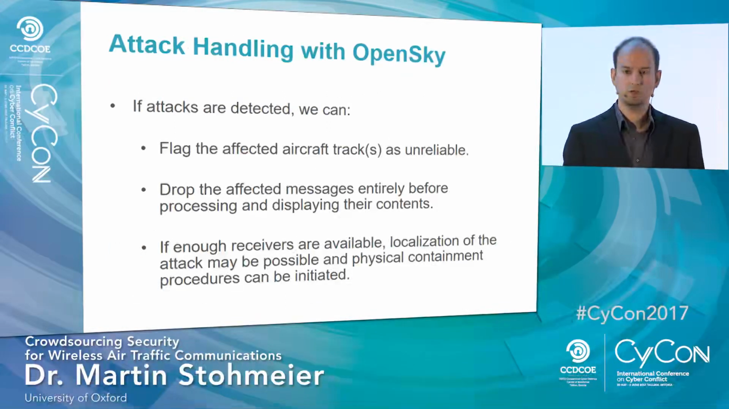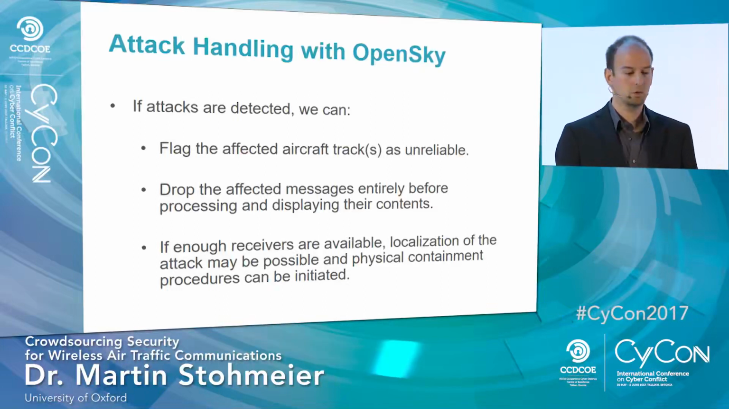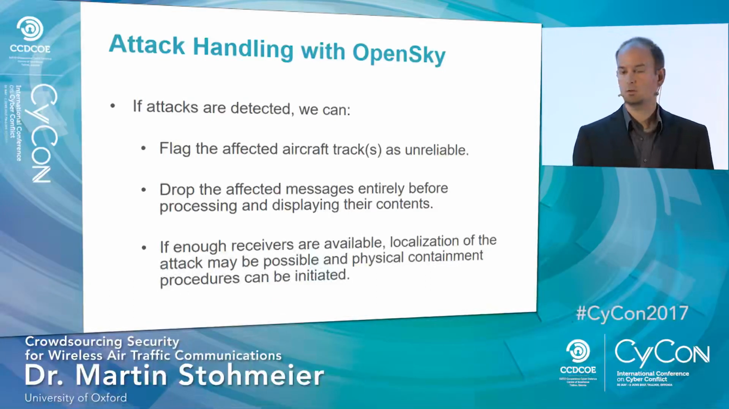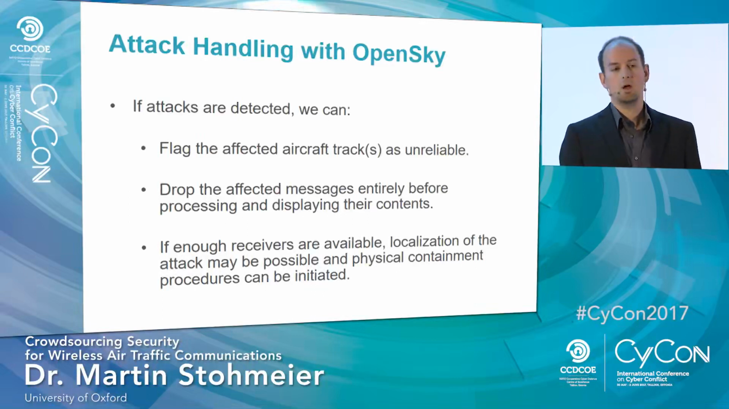So what do we do if we have actually detected someone? What can we do with OpenSky or in air traffic control in general? Well, if we detect something, we can first of all flag the track that we've detected and claim, okay, this one seems to be unreliable, and the controller can, let's say, just use his voice to call an aircraft and see what's going on. Is actually someone there? Second, if we're really sure that these are fake messages, we can drop them before they're processed, before they're shown on the radar screen, and keep the impact on the controller low.